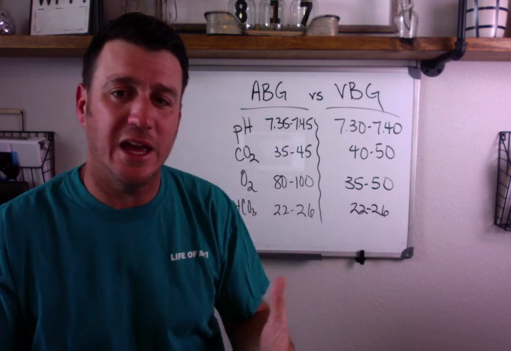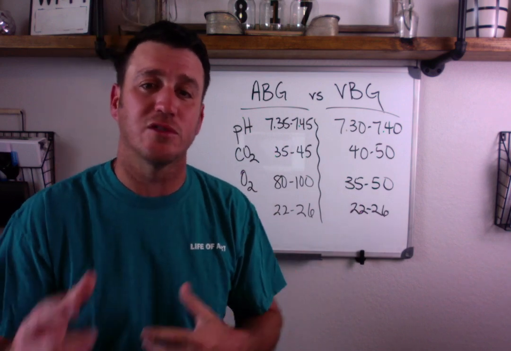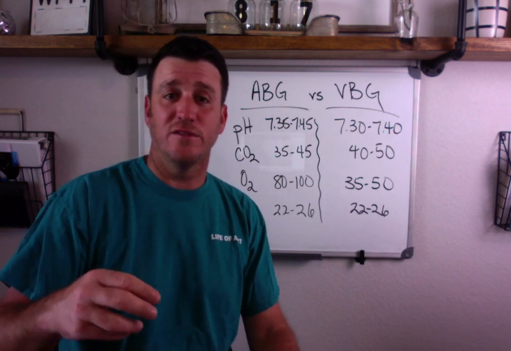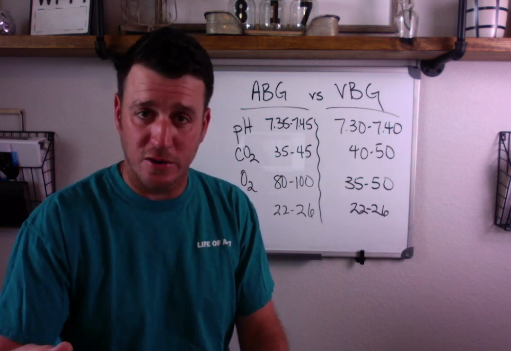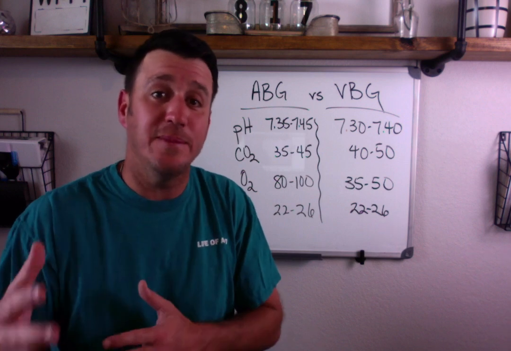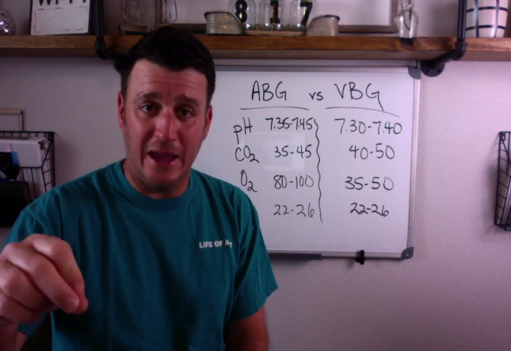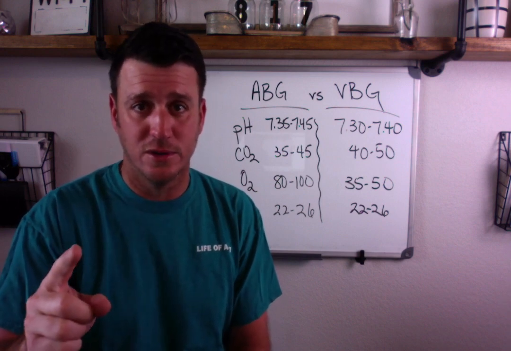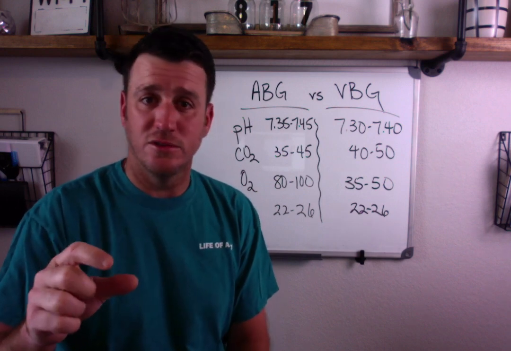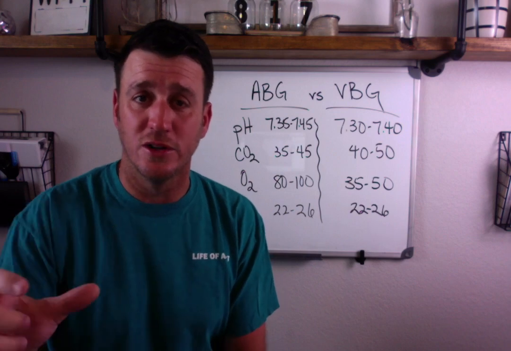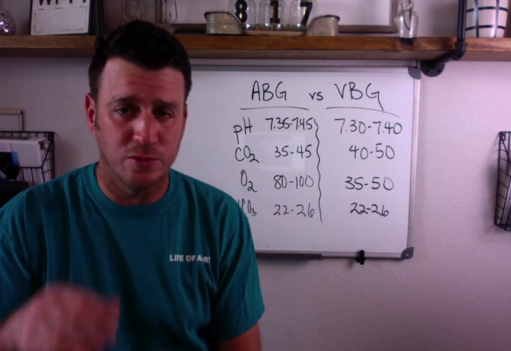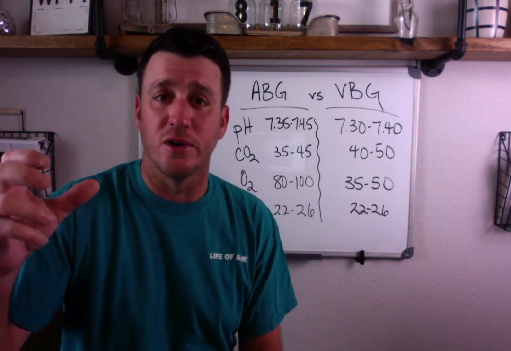So we all know that ABG normal pH is 7.35 to 7.45. We all know that normal CO2 is 35 to 45 millimeters of mercury. We all know normal ABG PaO2, that being little a O2, not alveolar O2, but arterial O2, is 80 to 100 millimeters of mercury. And then our bicarb is 22 to 26 milliequivalents per liter.